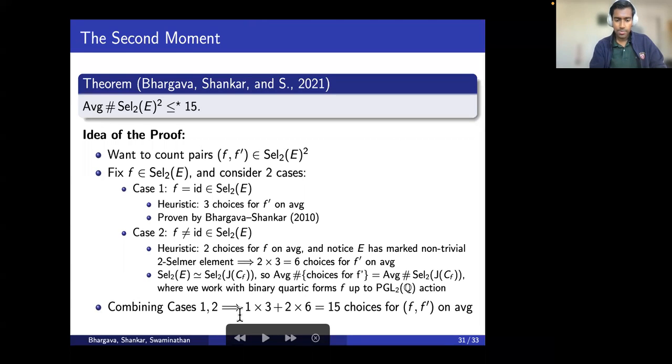So combining cases 1 and 2, we get that there's 1 times 3 plus 2 times 6, making for a total of 15 choices for f prime on average. And so that gives this bound of 15. So that's how we get the second moment.